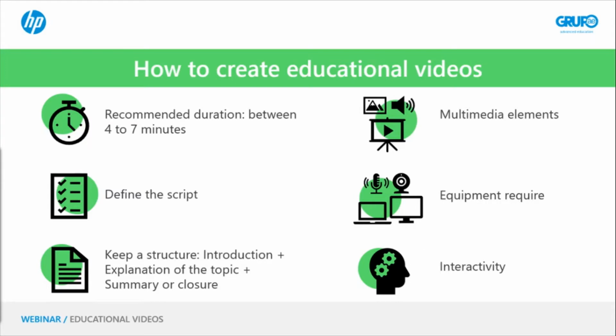The fifth is about the equipment needed to produce a video. It is recommended but not mandatory to have a microphone, headphones, webcam, and 2 screens. For example, on one screen you could have the script, and on the other, the platform where you are recording the video, with the content you're going to share. And finally, it should be interactive, with questions or information to reflect on.